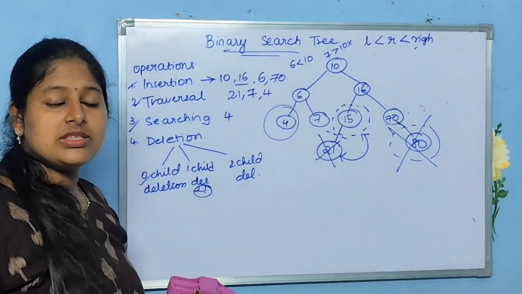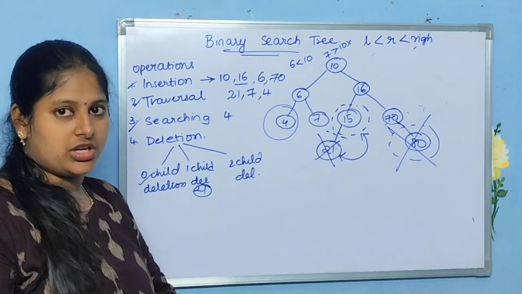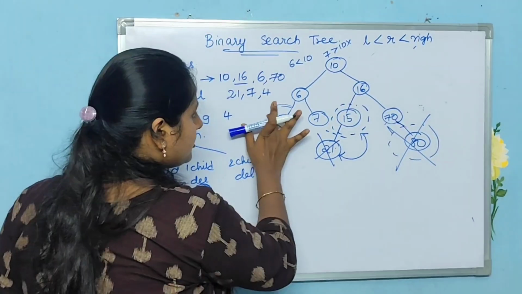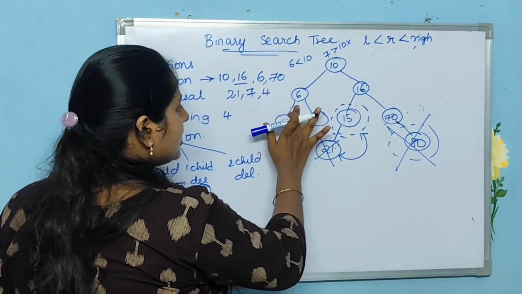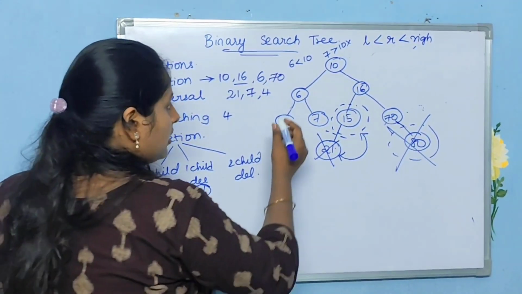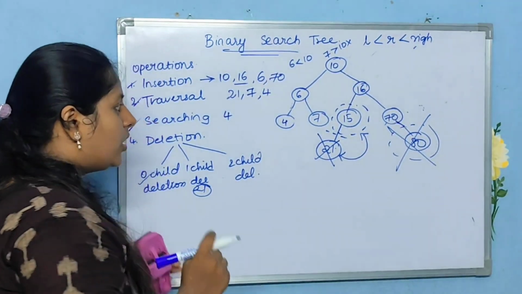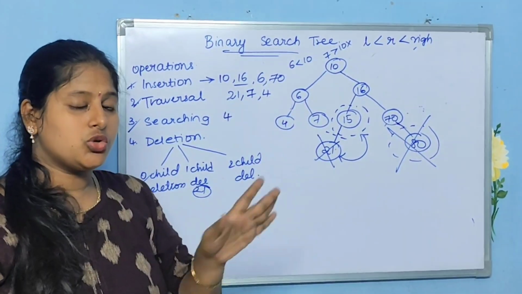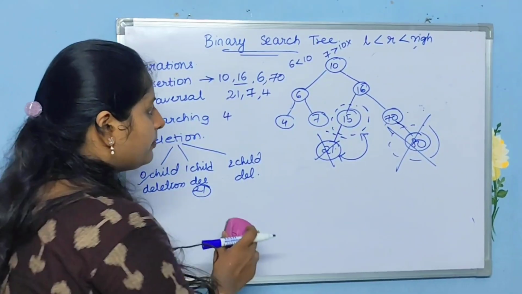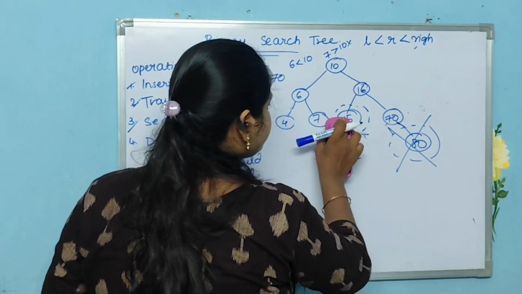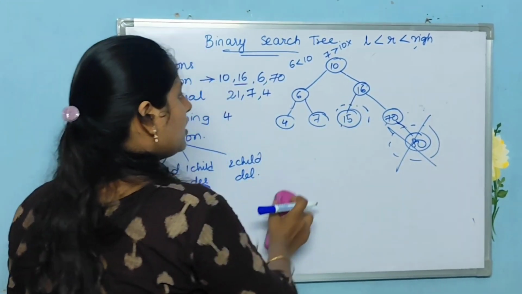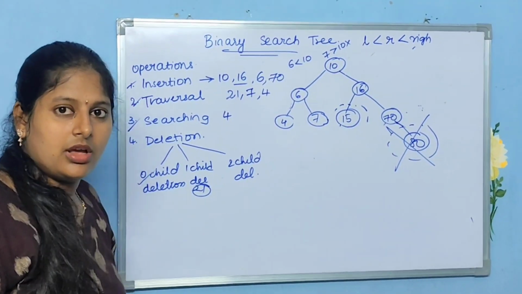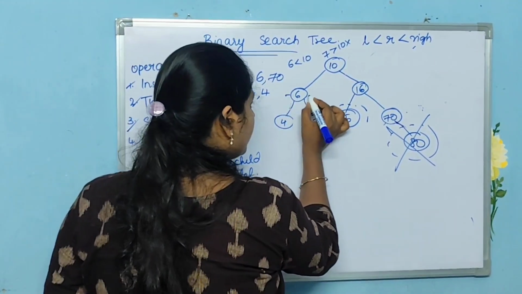Two child deletion means the node which has two children. Okay. What are the nodes which have two children? Suppose 6. 6 is there. Okay. So if you delete this node, you will lose these two nodes. But it should not happen like that. Okay. So now what I'll do is, I'll find the Inorder successor. What is the Inorder of this node?